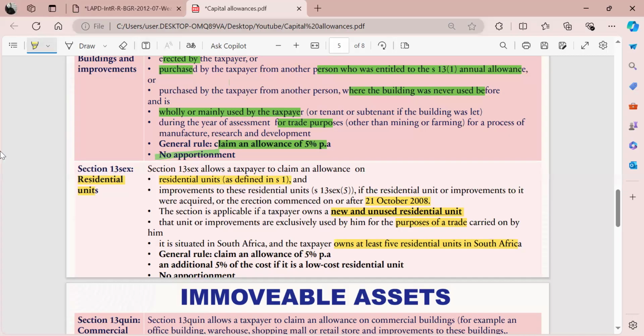So the keywords there: it has to be new and unused. It has to be used for the purpose of trade, and there must be at least 5 of them for us to call them residential units. The general rule is that we are going to claim 5% per annum, and an additional 5% of the cost if it is a low-cost residential unit. Please look up the definition of low-cost residential unit in the Income Tax Act. And the last important thing that you need to know about this section is there is no apportionment.